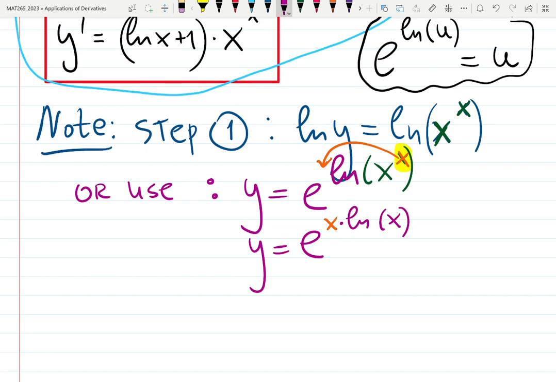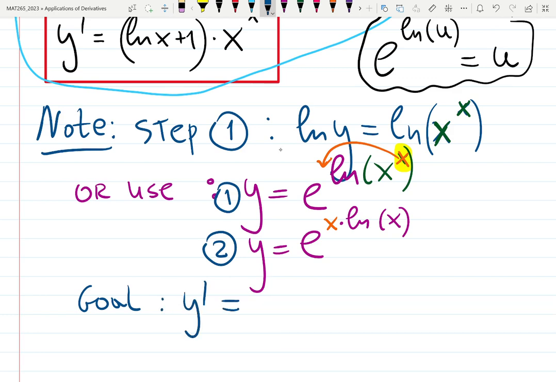And now you find the derivative of that. Can you? So the goal is to find the derivative. Again, goal. Step 1, we used the definition instead. Step 2, we used the property of log to push down the power. That's why we're using it. Goal: find y prime. Can you? Is it possible to find y prime now?